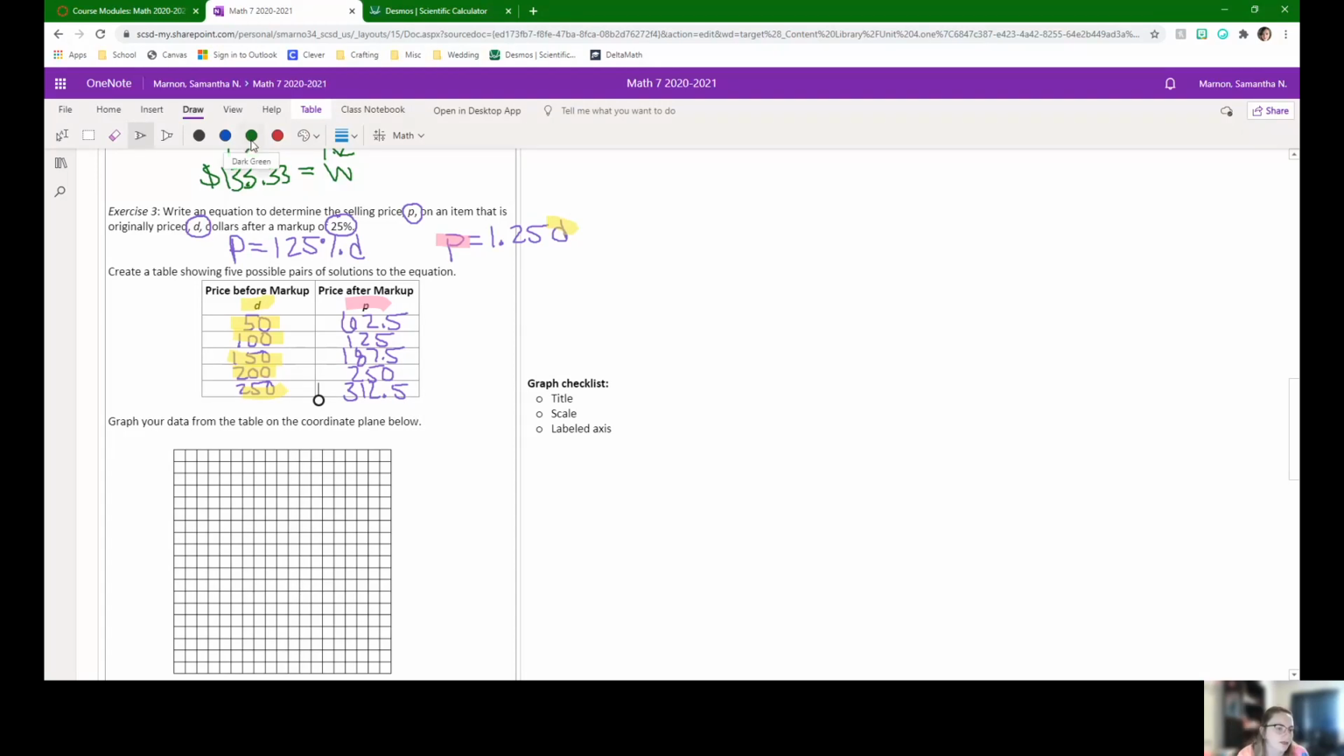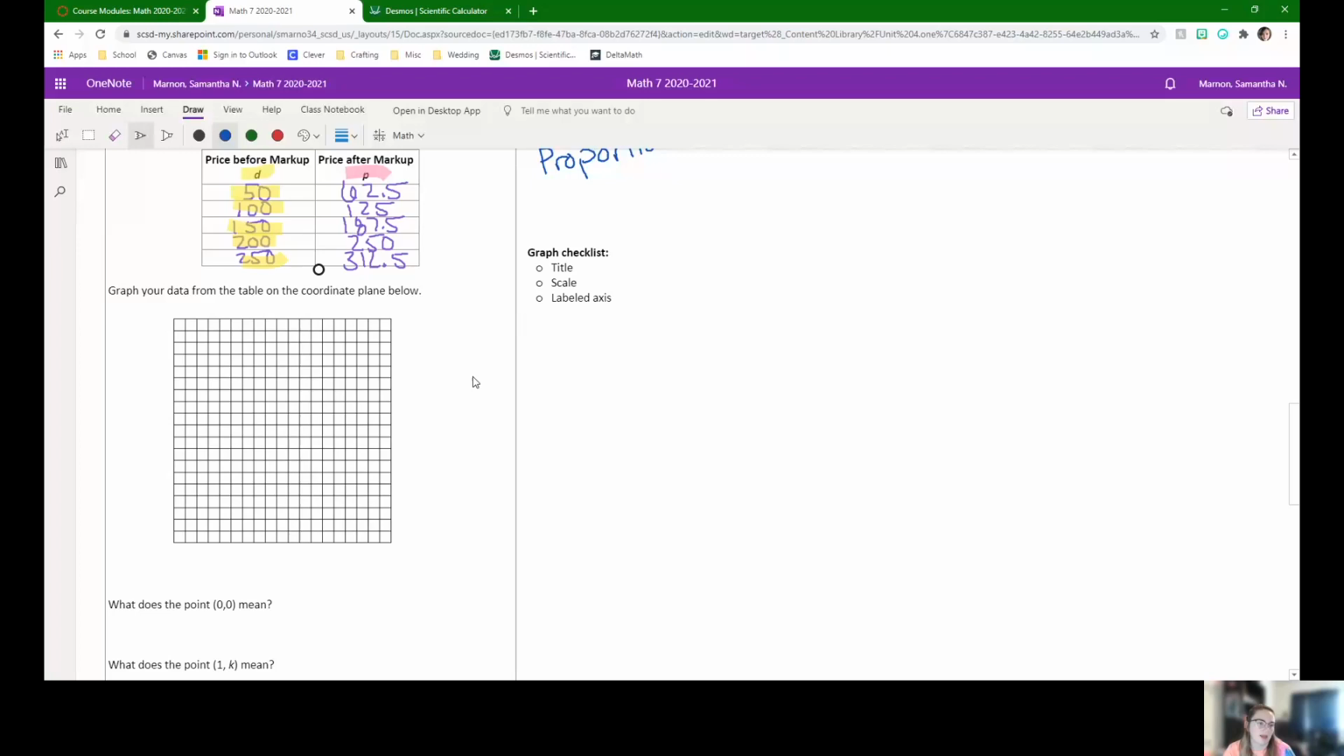So my question for you guys to answer on your own, is it proportional? Is this a proportional table? So just kind of reviewing back to what we did in Unit 3. Is this table proportional? Why do you think so? Is this equation proportional? Why do you think so?